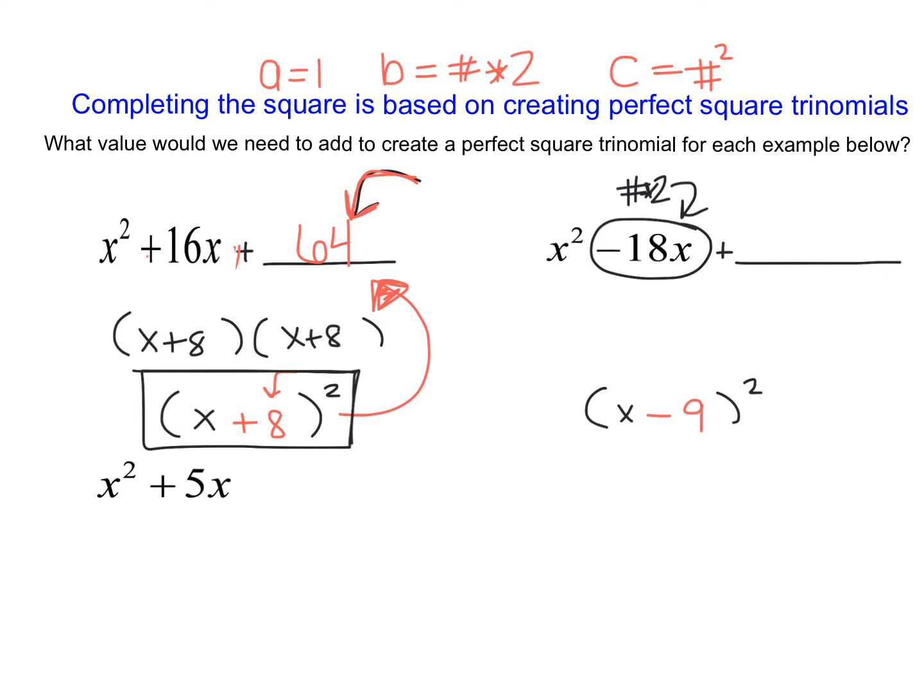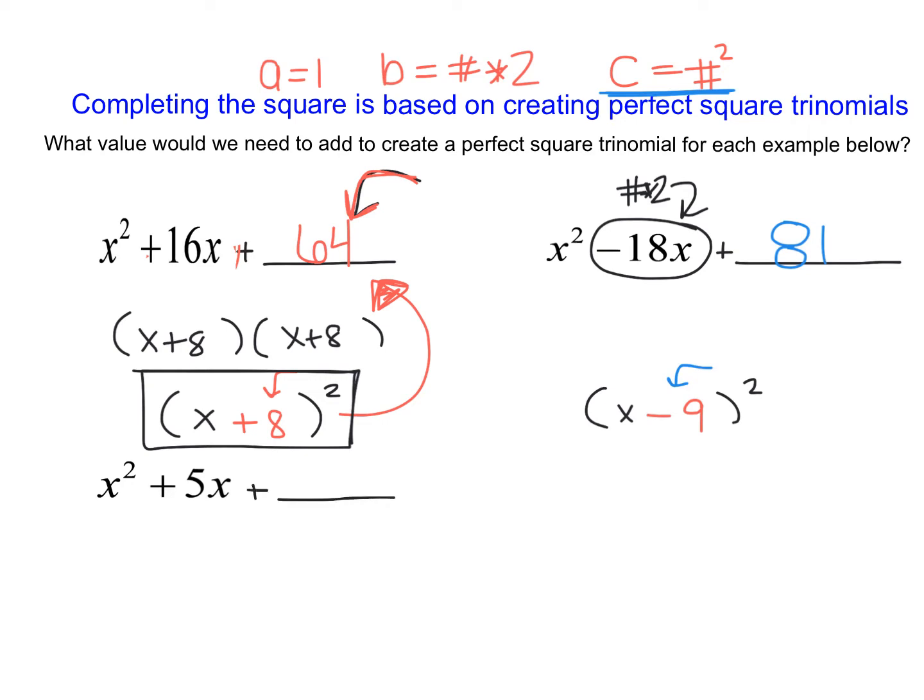Then from here I can continue to work backwards and find my c value that's missing. I know my c value up here is created by taking my number, which in this case is negative 9, and I take negative 9 and I square it. So the missing number here that I need to add in order to make this a perfect square trinomial is 81. And finally, let's look here at example 3.